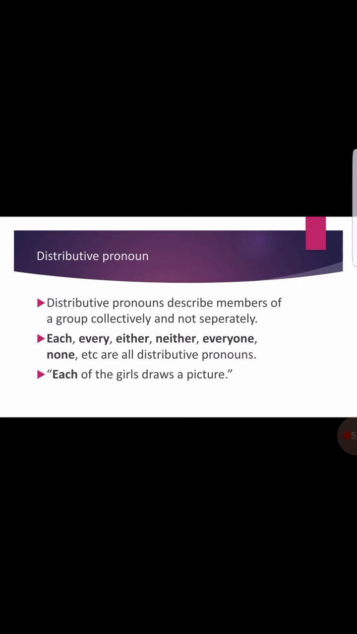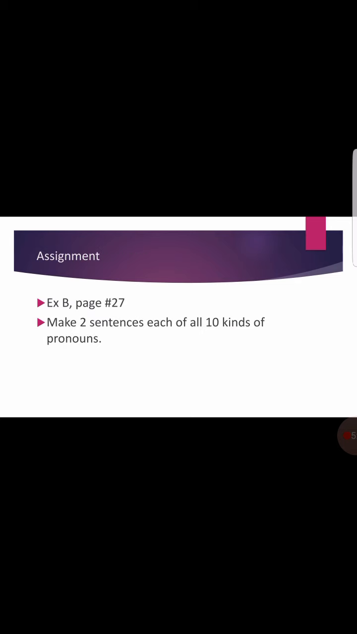Now these were the types of pronouns, or you can say the kinds of pronouns. I hope you have understood all these kinds. Now let's come to the assignment part. You are going to do exercise B, page number 27 of your book, and you are going to make 2 sentences each of all the 10 kinds of pronouns that I have just explained in my video. I hope you are going to do this assignment in a good form.